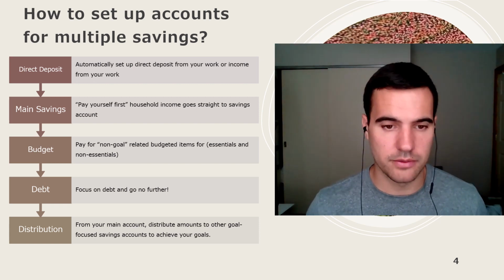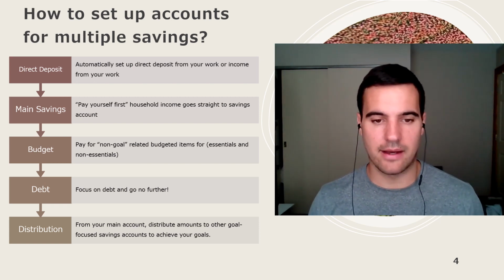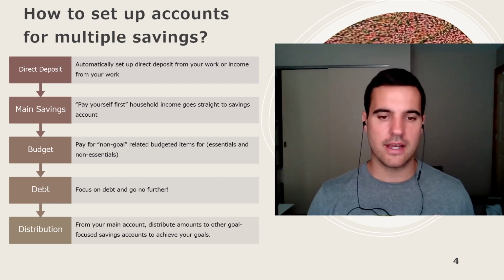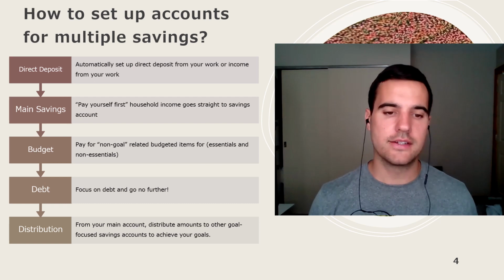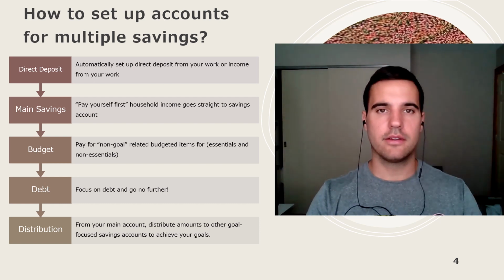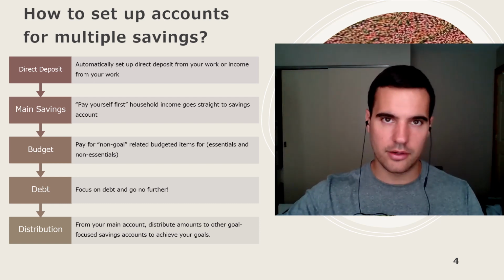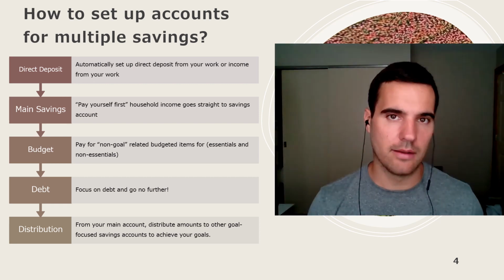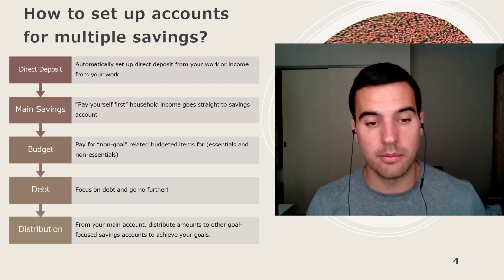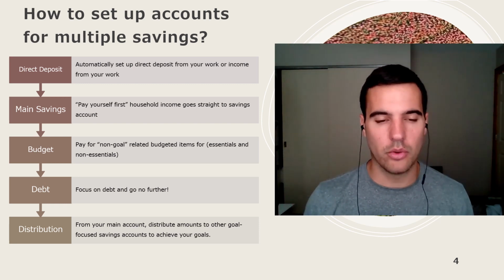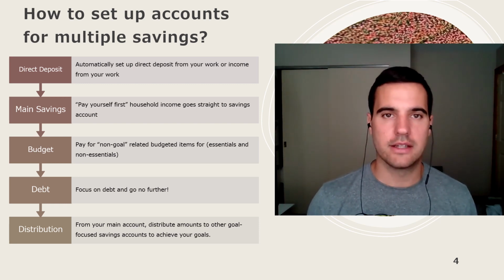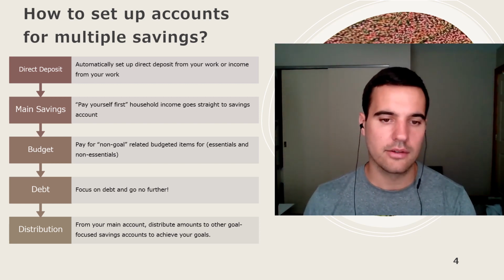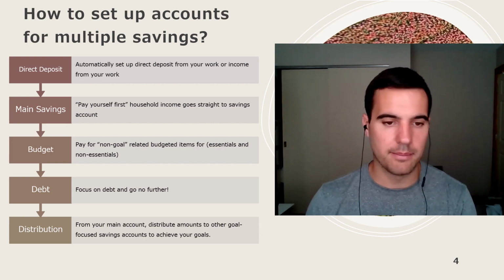Then you go to your distribution. From your main savings account, transfer funds, distributing amounts to other goal-focused savings accounts to achieve your goals. You can do this pretty easily by putting all your money into the savings, paying off whatever you need to with your debt, your checking, day-to-day expenses, etc., and then automatically setting up transfers each month or each week, whatever time period you want. That will automatically transfer funds from your savings to the other accounts you need, your goal-focused accounts. That way you don't have to think about it, and it helps you build up more and more money.